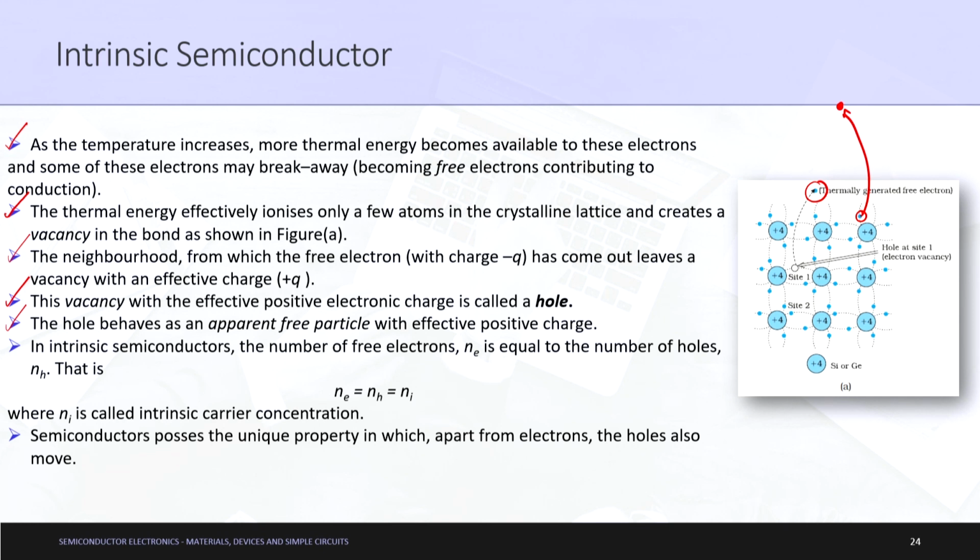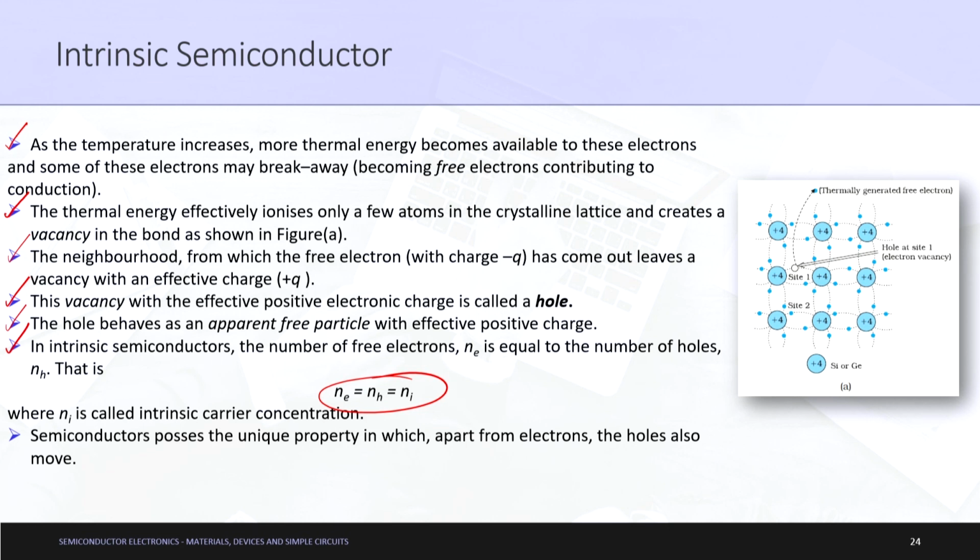What is Ne? Ne is the number of free electrons and Nh is the number of holes. So we can say that Ne is equal to Nh is equal to Ni. What is Ni? Ni is nothing but the intrinsic carrier concentration. What is the use of this intrinsic carrier concentration? We will look forward to that. For now, just keep your understanding till this part only, that in intrinsic semiconductors the number of free electrons is equal to the number of holes, and this is also equal to Ni, where Ni is the intrinsic carrier concentration.